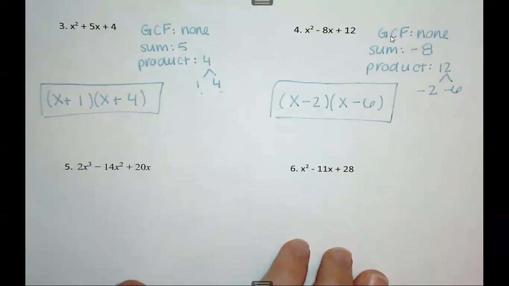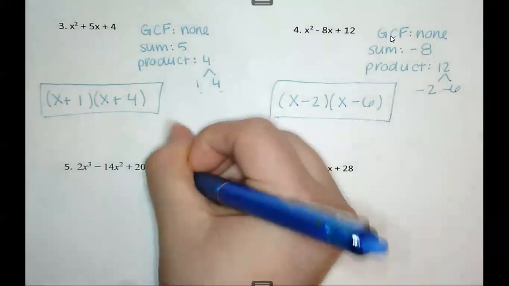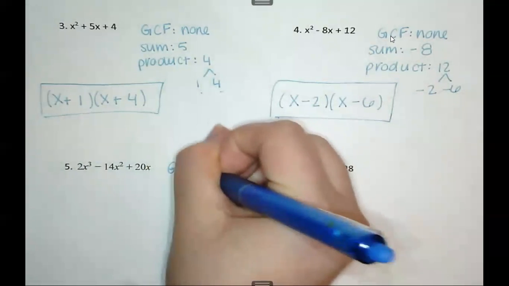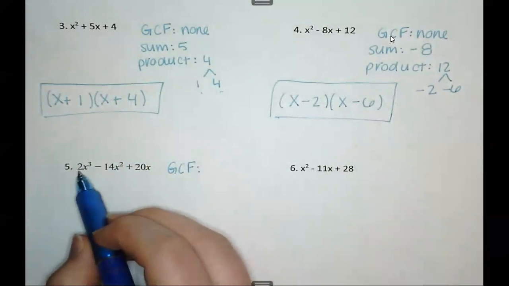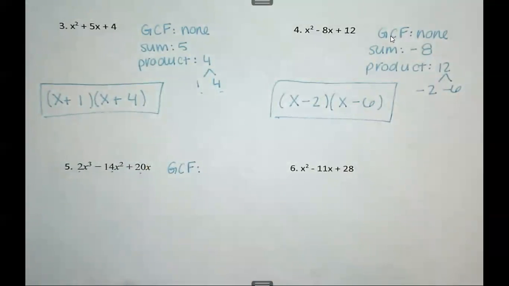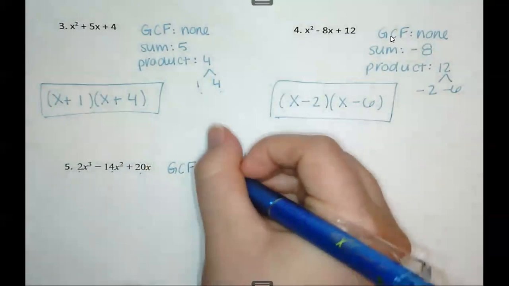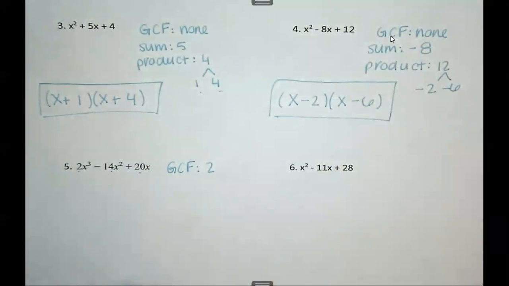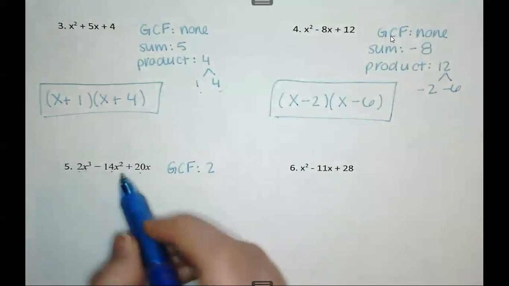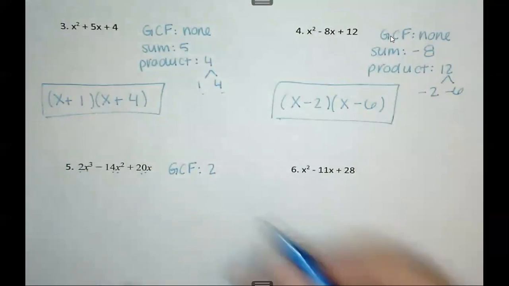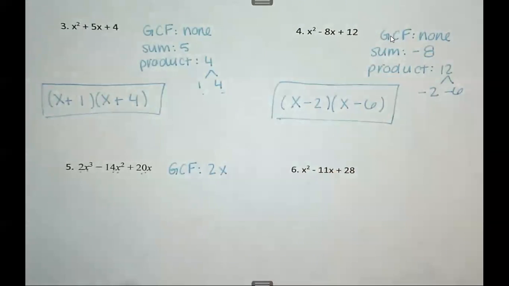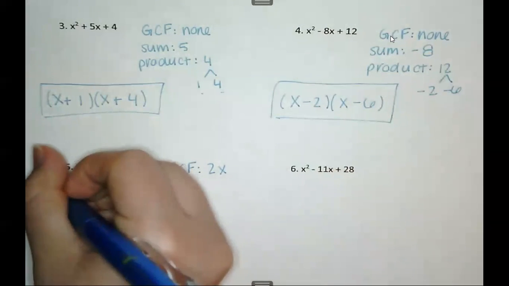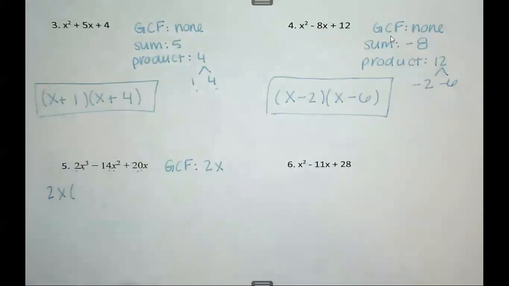All right. So then we move on to number 5. So on number 5, I'm looking for a GCF. So it looks like I've got 2, negative 14, and 20. All of those numbers are divisible by 2. So I'll be able to pull out a 2. This has x cubed, x squared, and x. So they also all have an x that I can pull out. So we're going to pull out a 2x.